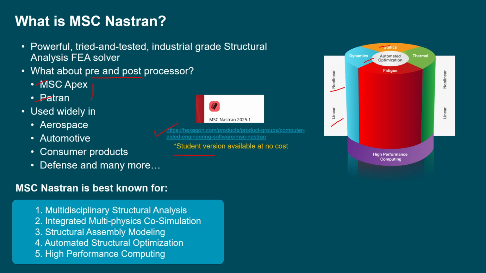To summarize, Nastran is known for multidisciplinary structural analysis. You can also perform multi-physics analysis such as structural, thermal, diffusion, and you can couple them with each other. It is also known for structural assembly modeling along with integrated optimization. Hence, you can perform topology optimization as well in Nastran. And finally, high performance computing.